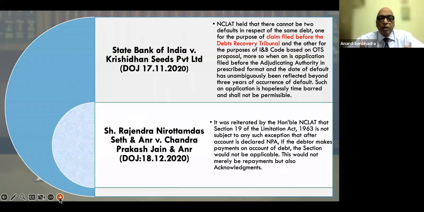So if a payment has been made subsequent to declaration of NPA, however, within the limitation period, then it's an acknowledgement, and a fresh limitation would start from the date of repayment or the payment which acts as an acknowledgement.